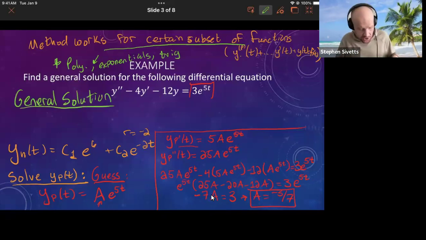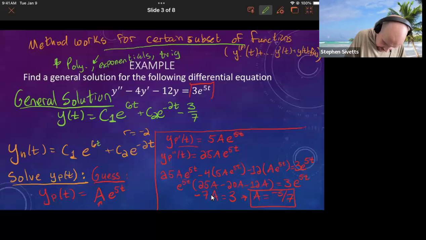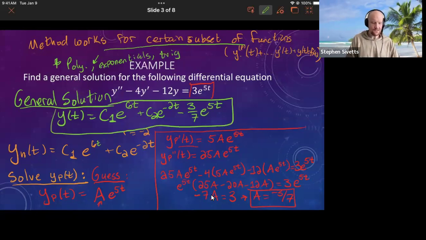Therefore, the general solution will be y of t equals C1 e to the 6t plus C2 e to the minus 2t minus 3/7 e to the 5t. And that's your answer. So hopefully that made sense.